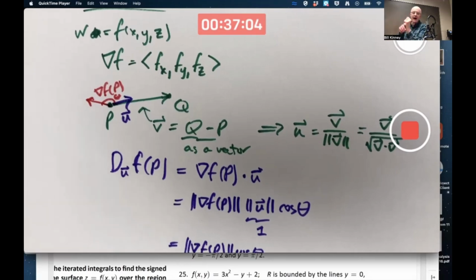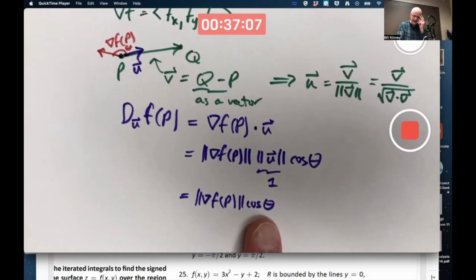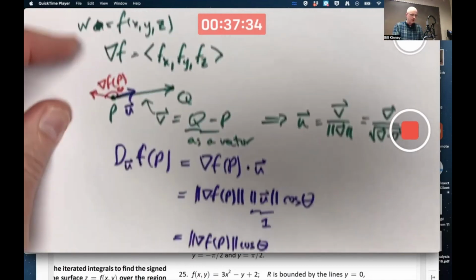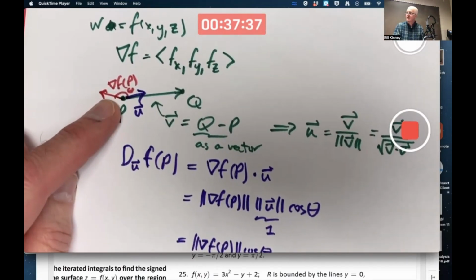In what direction is it minimized? It's when cosine of theta is negative 180 degrees, pi radians. The opposite direction is the gradient vector, in the direction of the negative of the gradient vector. You could also ask a question like this: in what direction is the directional derivative 0? It's 0 when the angle is 90 degrees, pi over 2, a right angle. If that's a right angle there, then the directional derivative is 0.